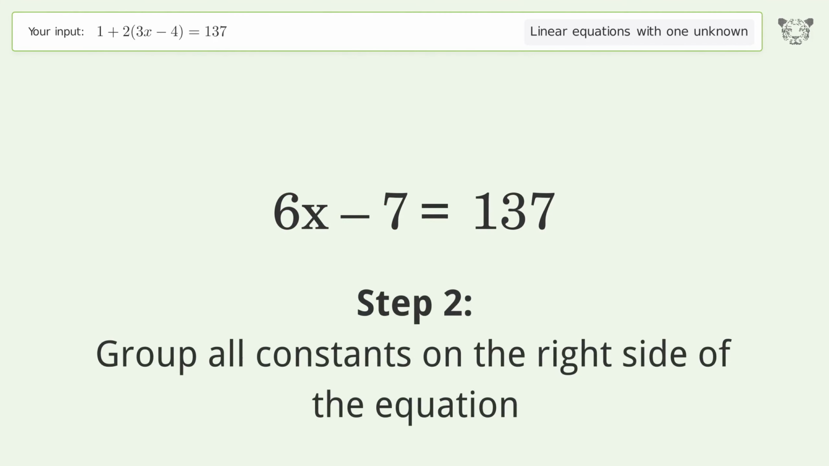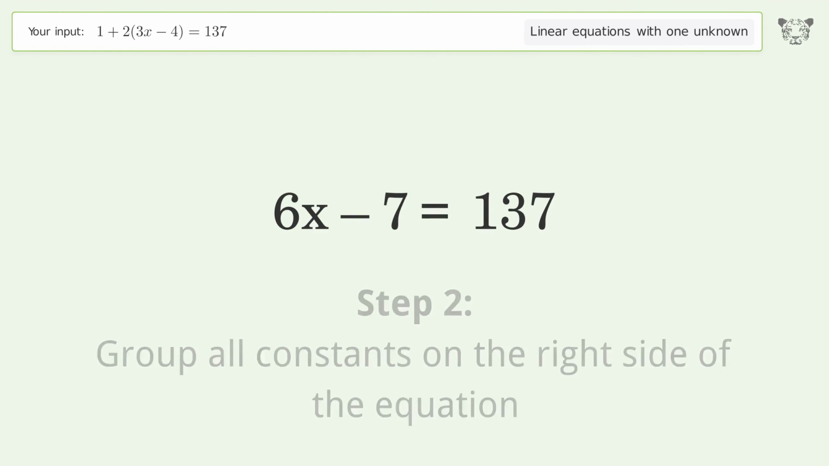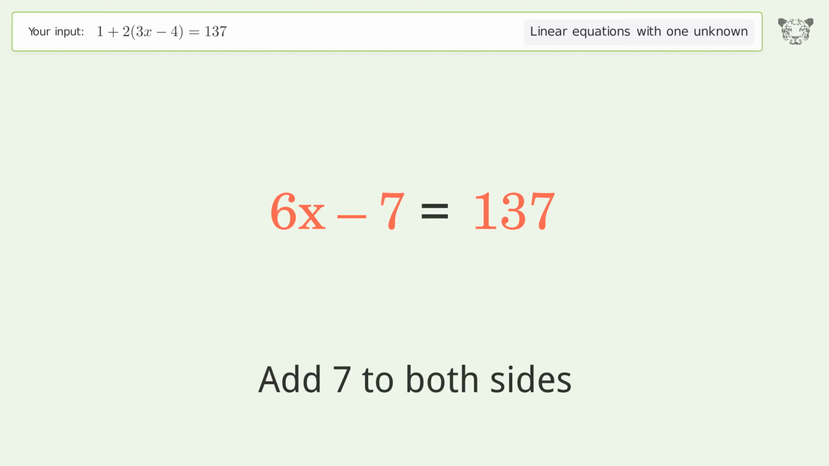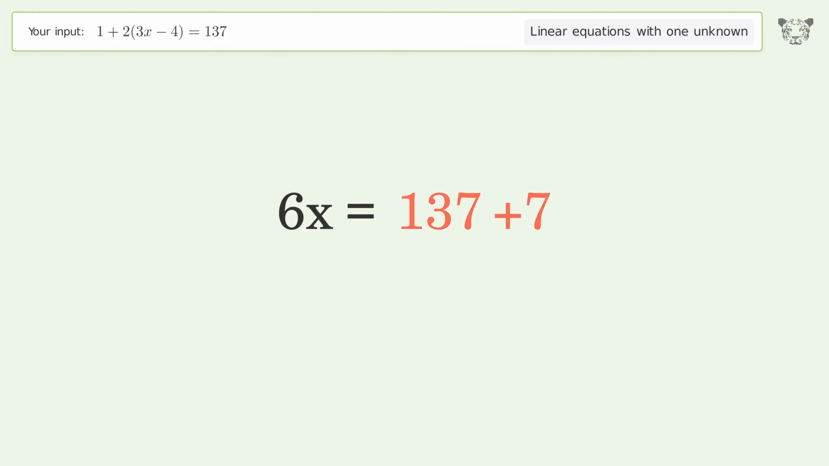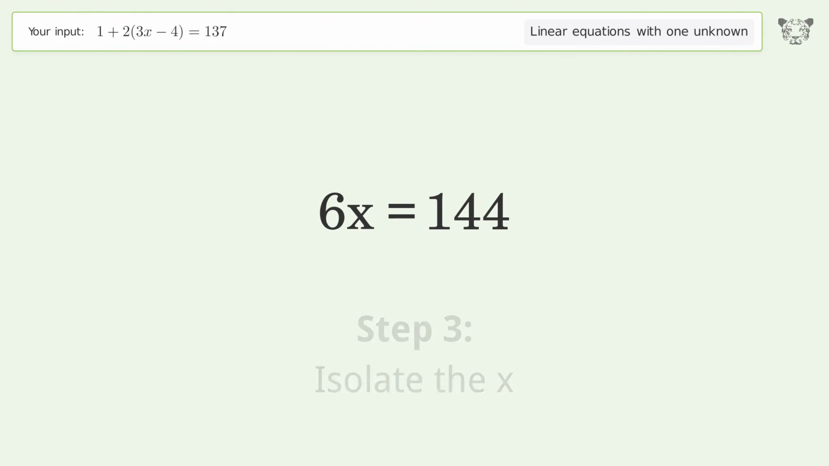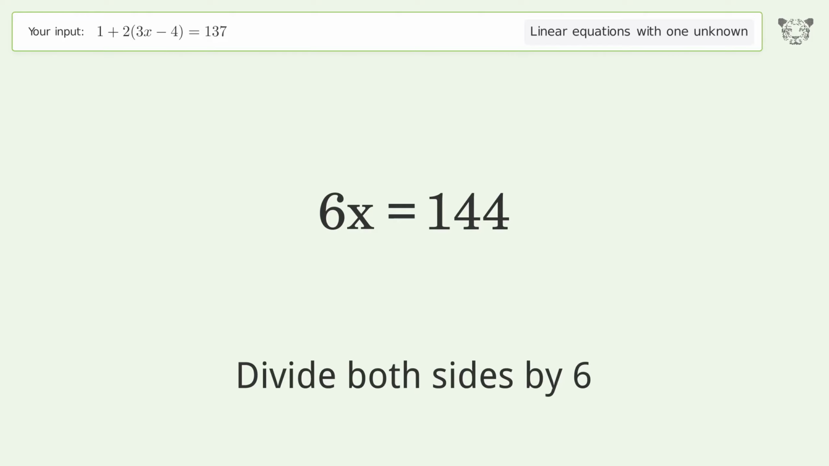Group all constants on the right side of the equation. Add 7 to both sides. Simplify the arithmetic. Isolate the x. Divide both sides by 6.